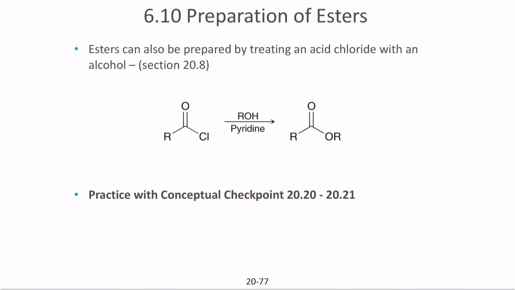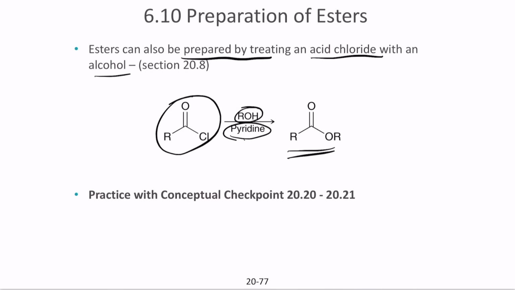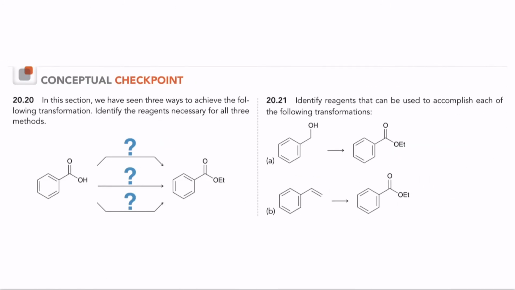Next, esters can also be prepared by treating an acid chloride with an alcohol. This we already discussed before. When we use an acid chloride and an alcohol in the presence of pyridine, it creates esters. The reason we use pyridine is because HCl is formed and pyridine neutralizes HCl. Use that principle here, pause the video right here, and try to solve these problems.